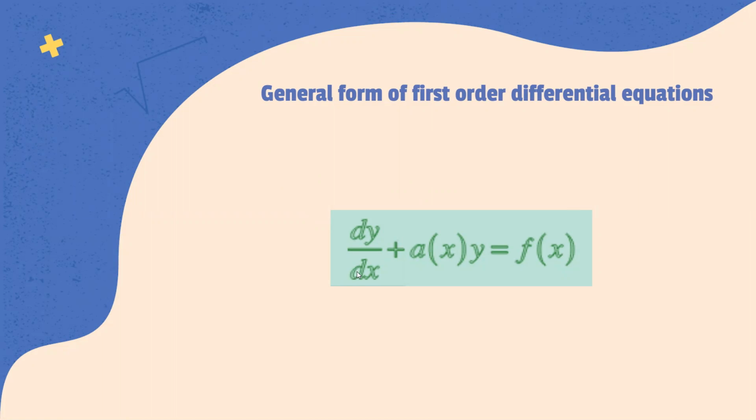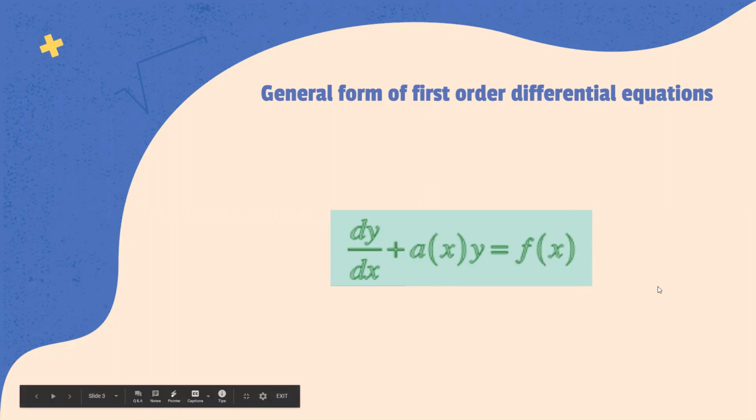We have the first derivative plus a of x times y equals f of x. A of x and f of x can be any function as long as it is continuous. It does have to be continuous. And this is the form that you'll want to get your equation into for solving using the integrating factor method.